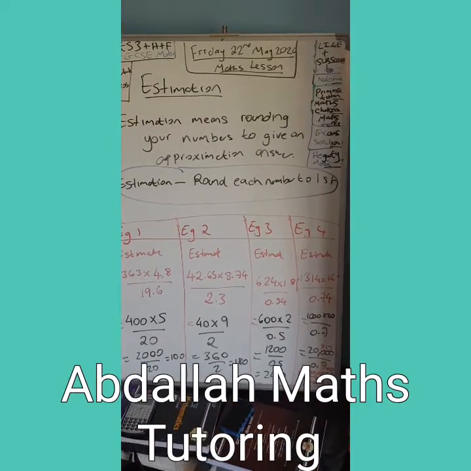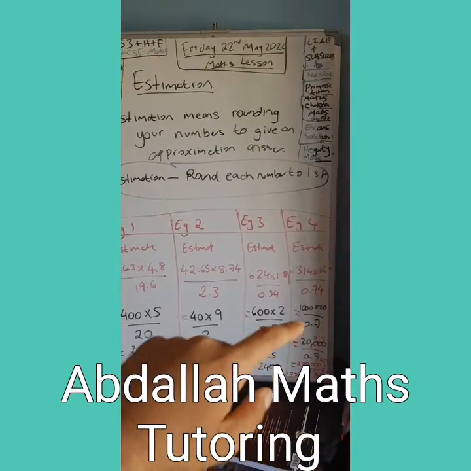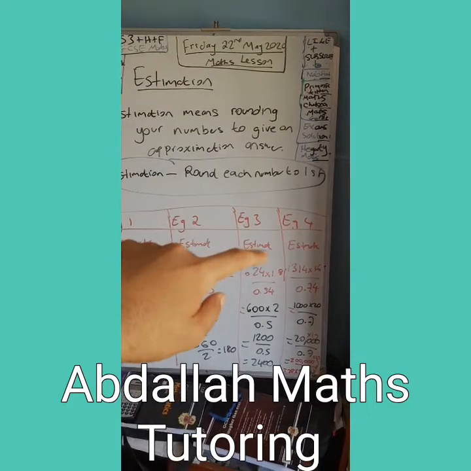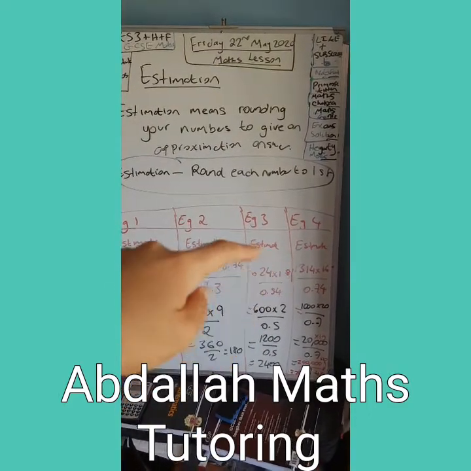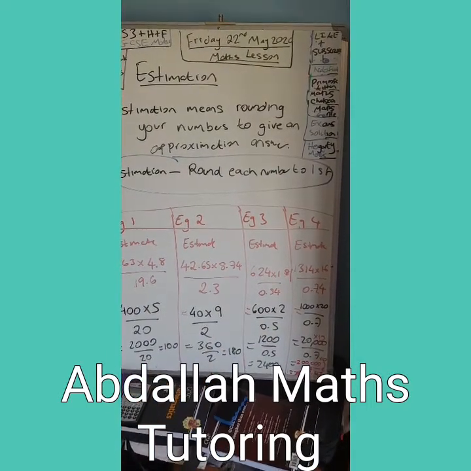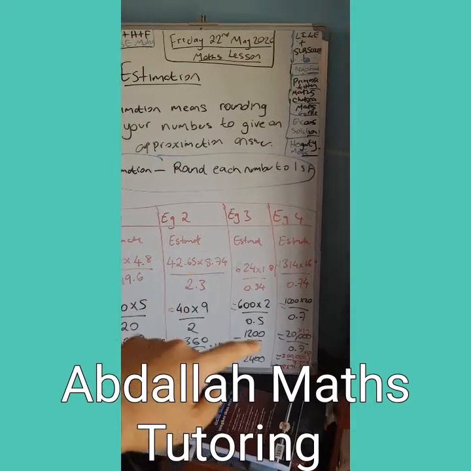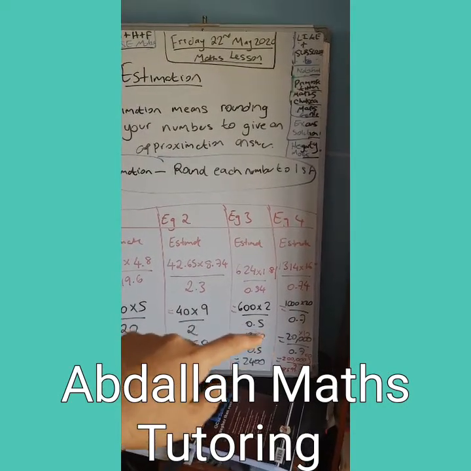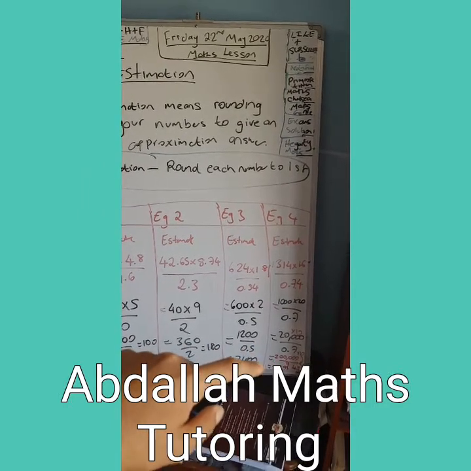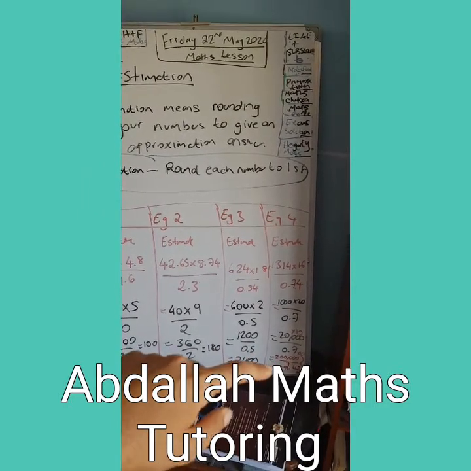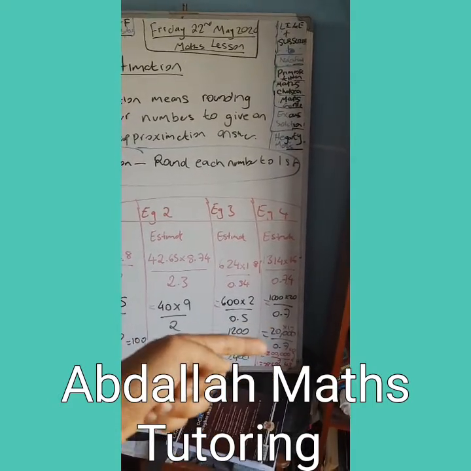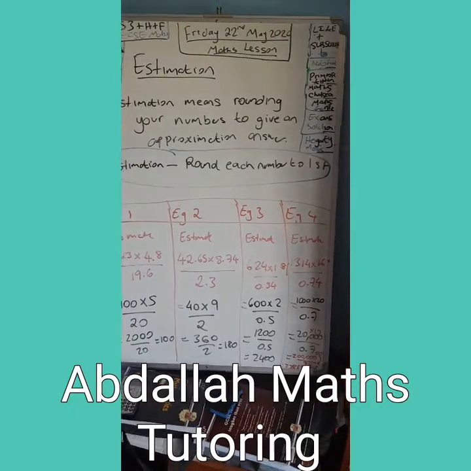Right, guys, last example: 1,314 times 16 divided by 0.74. So I round each of my numbers to one significant figure. So 1,000 times 20 divided by 0.7. So I get 20,000 divided by 0.7, which is the same as saying 200,000 divided by 7, which gives you a numerical answer of 28,571.43. Or I can write this as a mixed number for my answer.